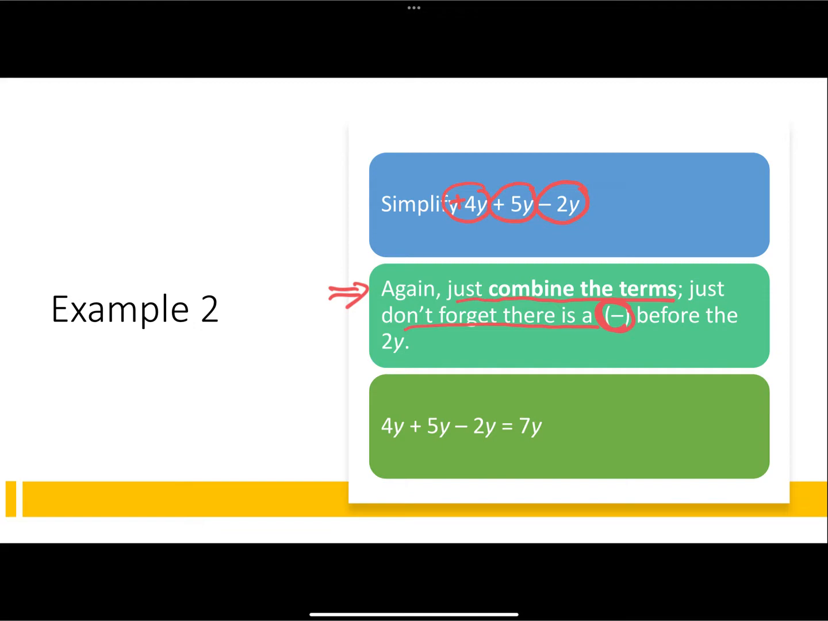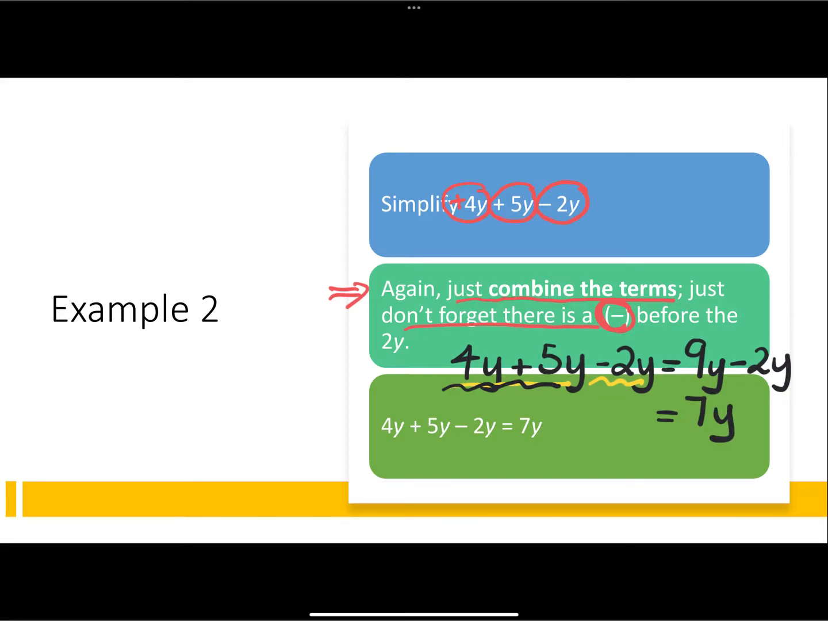So let's have a look. I'm going to rewrite this here. I have 4y plus 5y, take 2y. Now because I'm doing BODMAS, that means I can do this part first before I do this part. So I'm going to step it out a bit. 4y plus 5y is 9y. Take 2y. And if I had 9 y's and I took away 2 y's, I'm going to have 7 y's.